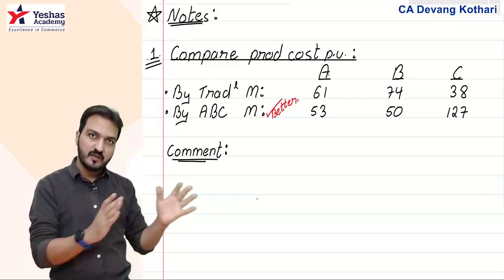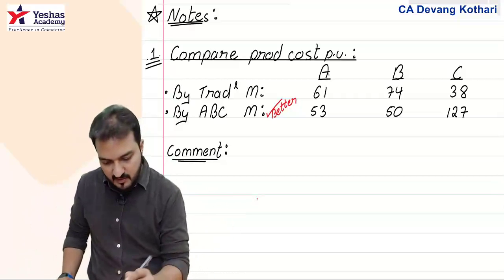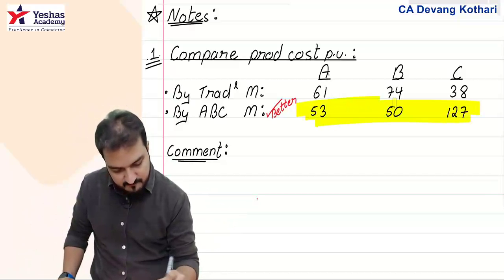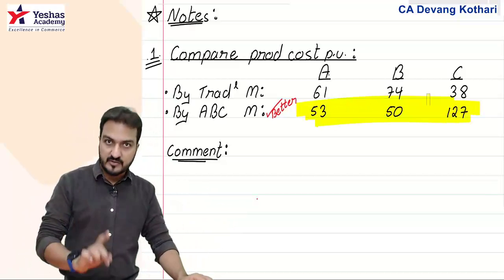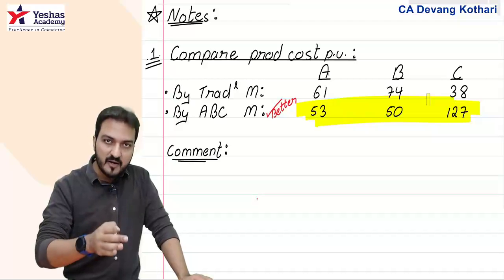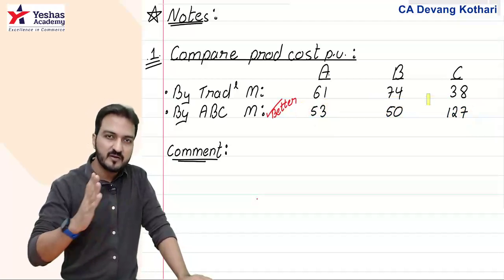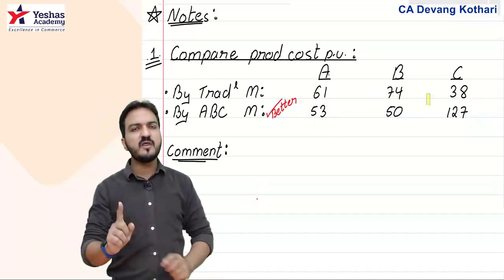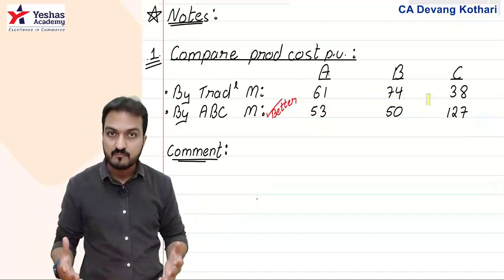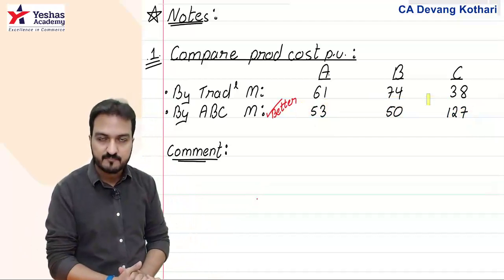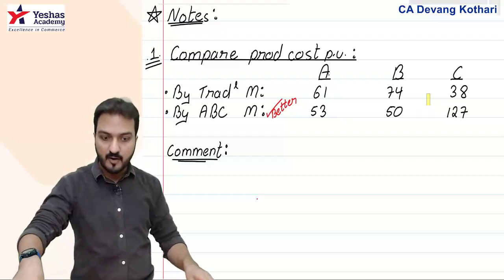So considering that ABC method answer is a better answer, we will write comments that in spite of ABC method being a better method, if the company still follows traditional method, then what will be the problem? Think about it. Let us go product wise.